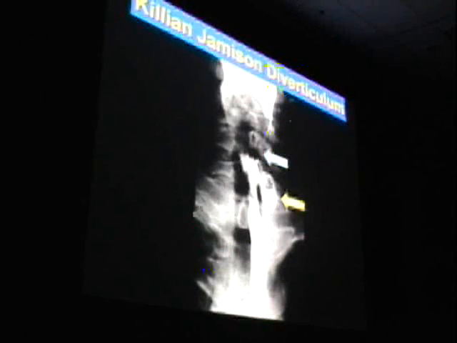Contrast that with the Killian-Jamieson, which is basically below the cricopharyngeus. The blue arrow is marking the position of the cricopharyngeus. The yellow arrow is marking the Killian-Jamieson diverticulum. This is one of the larger Killian-Jamieson diverticuli I've seen. These can be bilateral, but they rarely cause symptoms. And you should have no difficulty differentiating them from a Zenker's diverticulum because these are lateral, where the Zenker's are posterior.